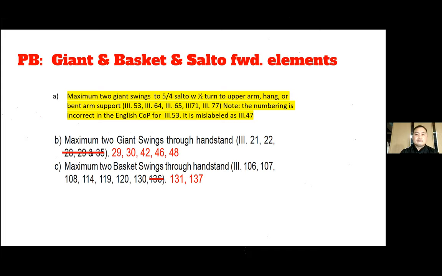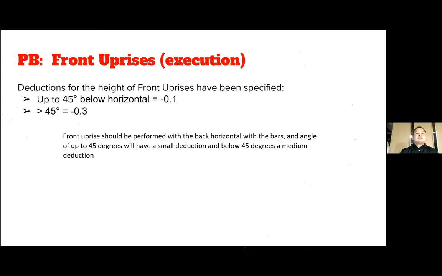Front uprise execution deductions for the height of front uprise have been specified up to 45 below horizontal 1/10 deduction, above the 45 degree 3/10 deduction. So front uprise should be performed with the back horizontal with the bar, and angle of up to 45 degrees will have the small deduction, and below 45 degrees, medium deductions.